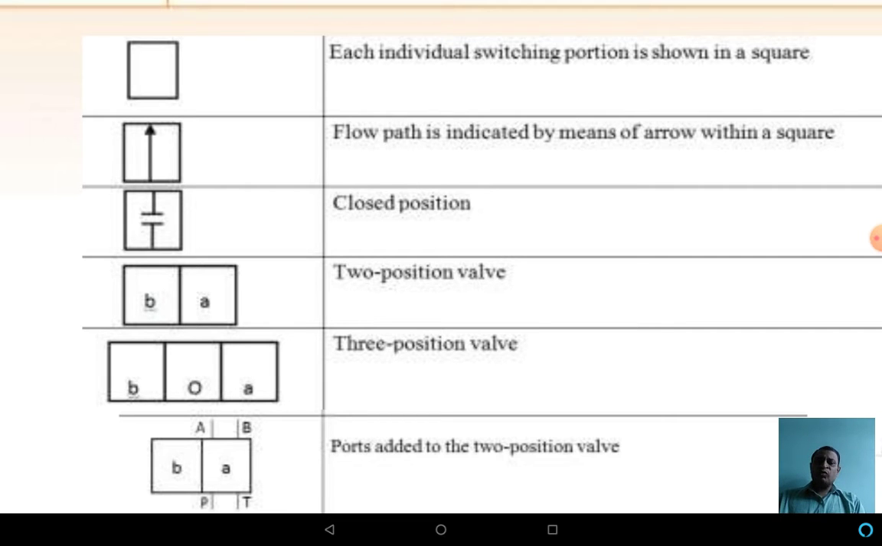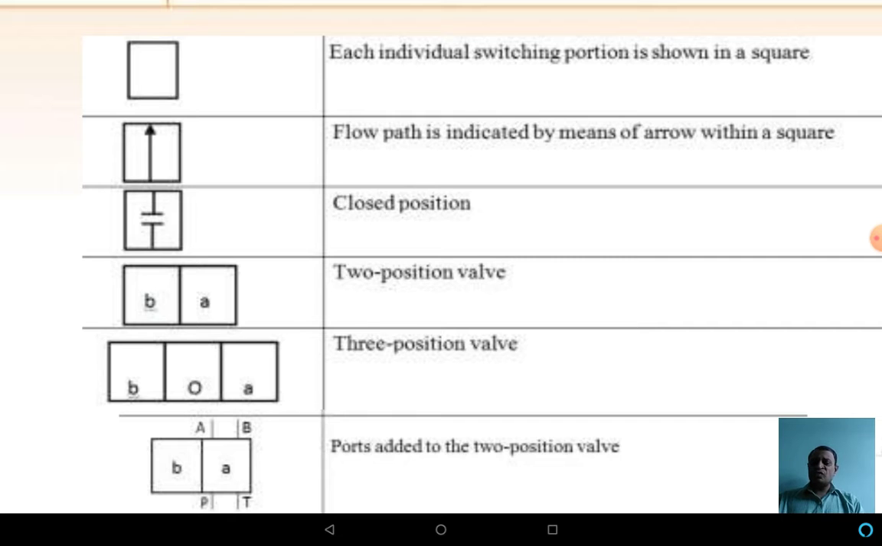The path indicates the movement of the fluid, or it may be the pneumatic, or it may be the fluid is flowing, the direction of the flow. If it is from bottom to upwards, the upward arrow is mentioned. If the valve is in a closed position, it is represented by a vertical line with two horizontal lines, which is something like a capacitor.